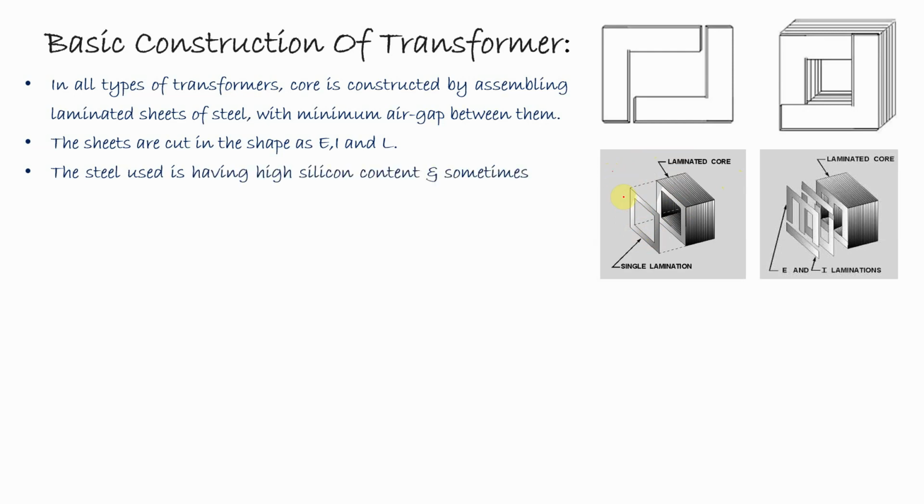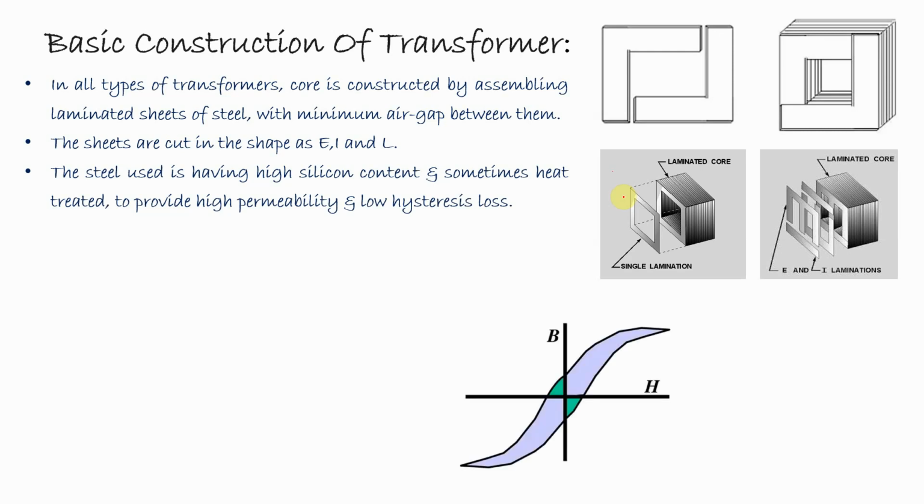The steel used has a high silicon content and is sometimes heat treated. This is used to provide high permeability and low hysteresis loss in the core of the transformer. As we have already discussed, when the AC power supply is given to the transformer, an alternating flux is generated, and when this alternating flux flows through the core, within the core material, the B versus H characteristic creates a loop. This is called the hysteresis loop.